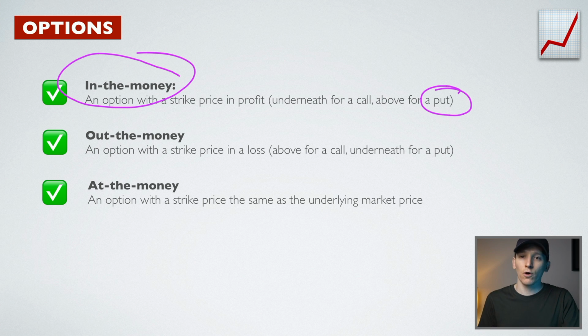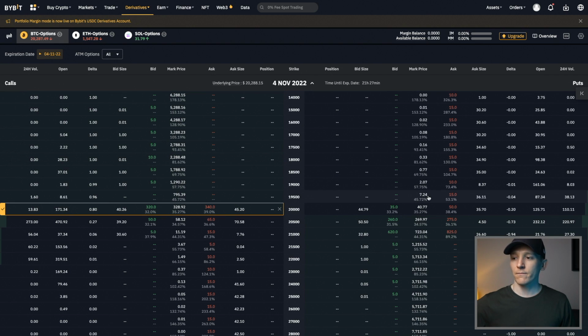Remember, a put is the option to sell, right? So if you have the option to sell something, for example, at 22,000 and the current price is 20,000, that's pretty good for you, right? So that's in the money. So it's the opposite for a put, right? If you have the option to sell at a really high price, that's good for you. You're going to make money. If you have the option to sell down here at like 15,000, that's no good for you. You might as well do it in the market because it's a better price.